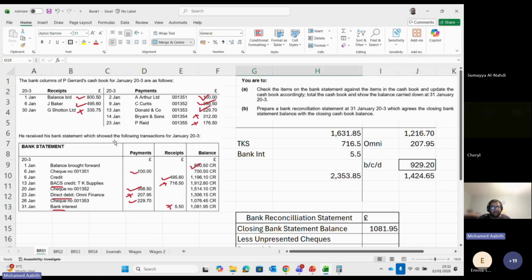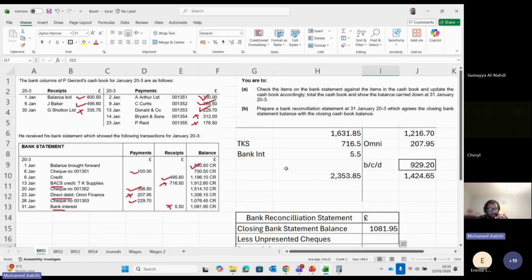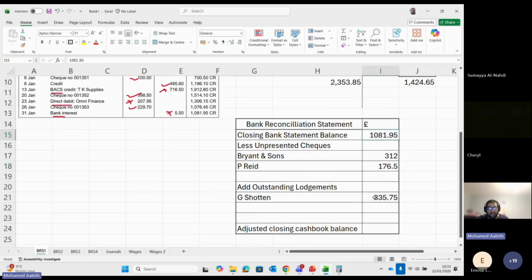And the outstanding lodgement is G. Shotton, £335.75. Here, I'm not using negative numbers. In the exam, they will tell you as well, only use negative numbers for the opening balance and the closing one if there is an overdraft. Because we are saying here, less unpresented checks, add outstanding lodgements, we automatically assume this number will be taken away from that number there.